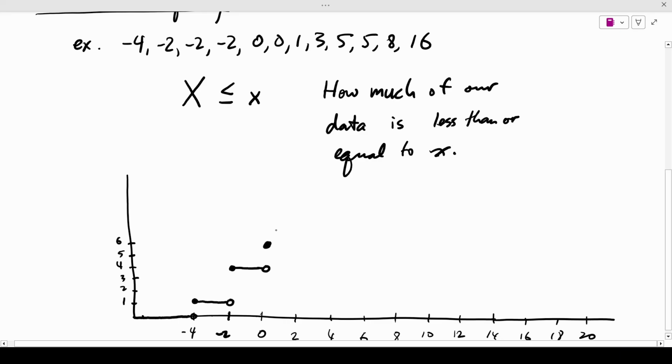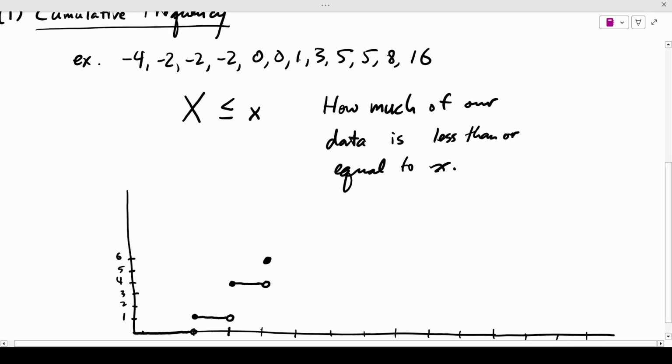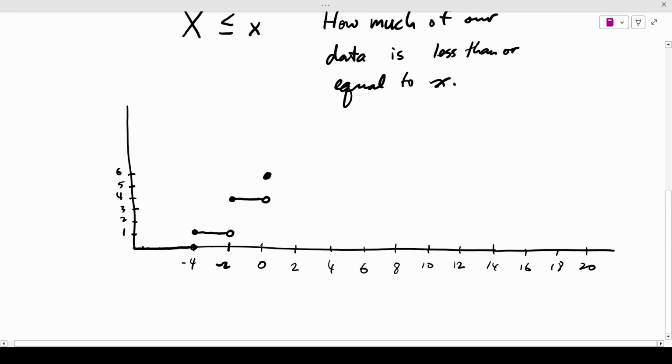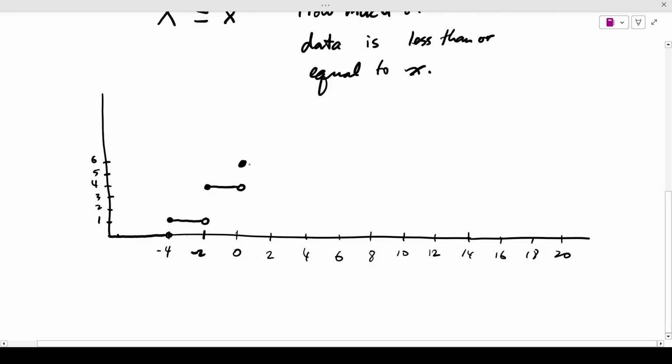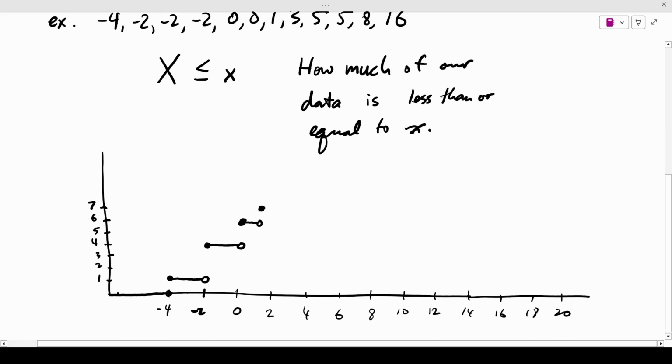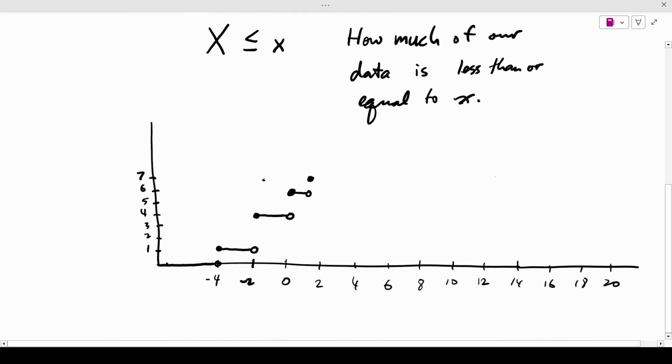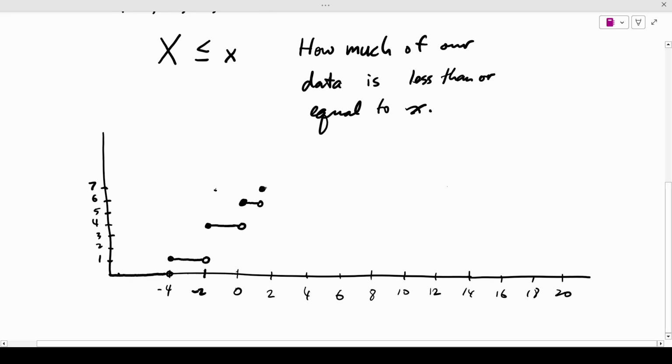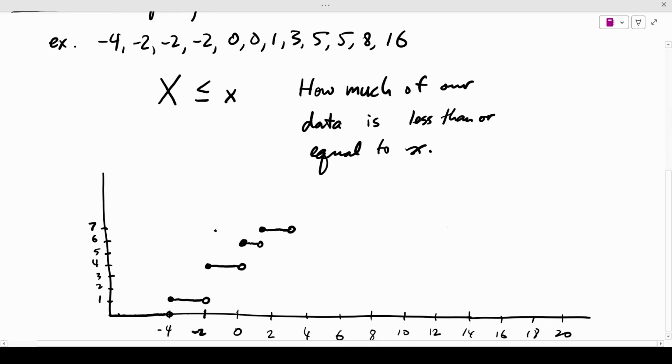Then we come along until we hit the next jump, which would be at 1. So we come along here, and then we jump up 1 at 1 because 7 data points are less than or equal to 1. And then we come along and we jump up because at 3 we have 1 more. So 8 data points are less than or equal to 3.